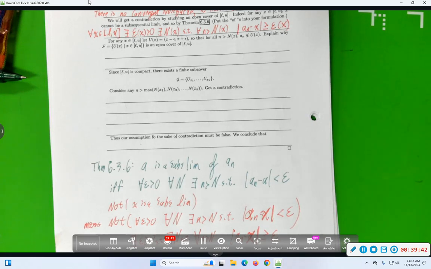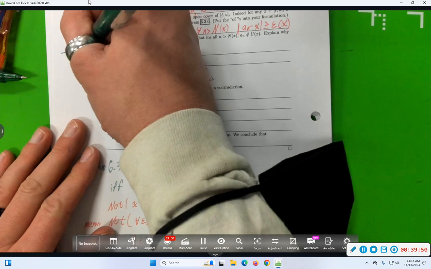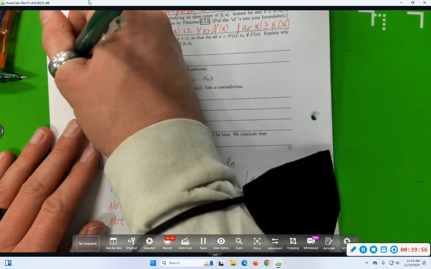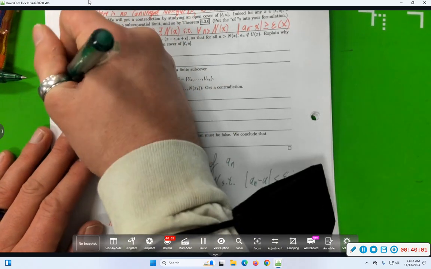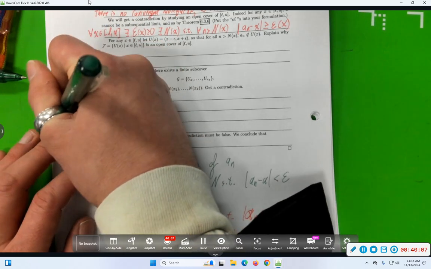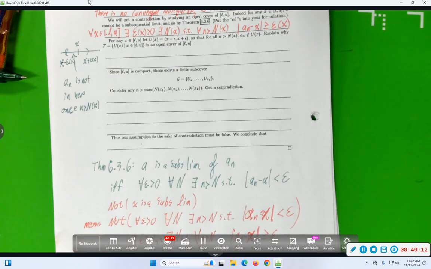Cool. So, maybe pictorially, what does that say? If I pick that x, and there's x minus epsilon of x, and there's x plus epsilon of x, a sub n is not in here once little n is bigger than big N of x. All right, so let's use that to do something. So there's a little open interval that contains little x.